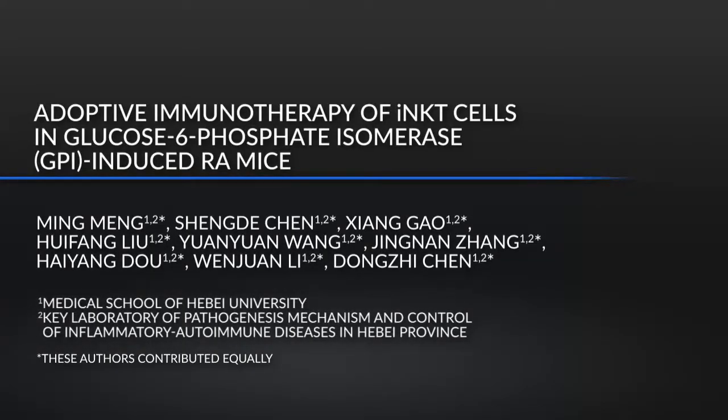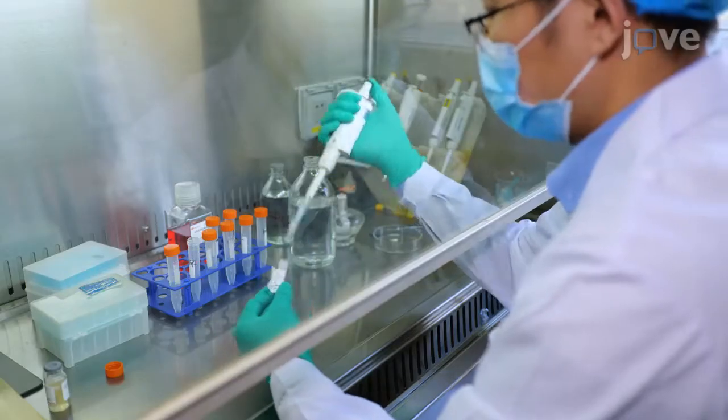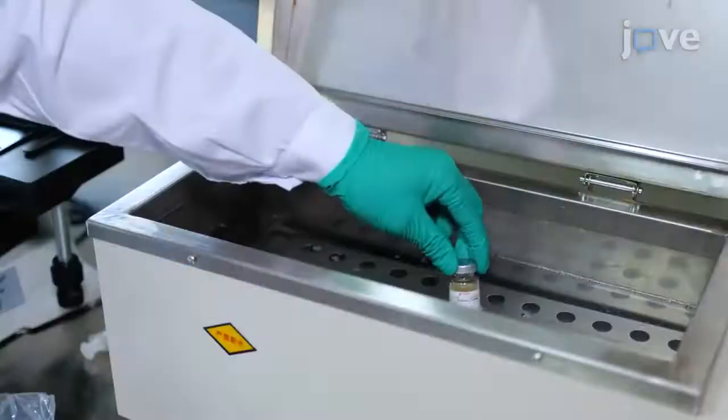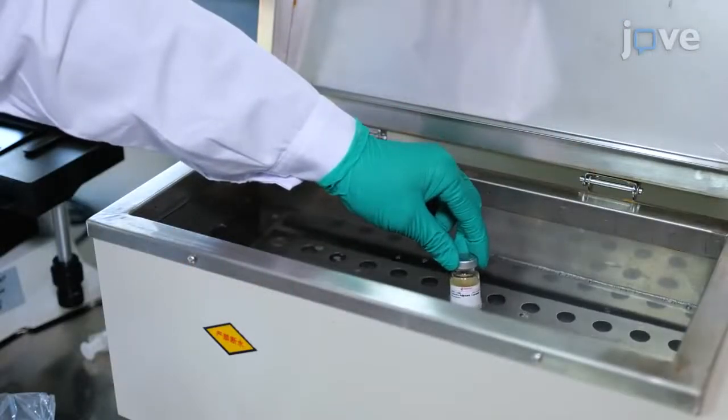Our protocol describes a method to build an RA model. Its success rate is over 93%, and its pathogenesis depends on T cells, B cells, and innate immunity, which allows researchers to better study the pathogenesis of RA from a global immune perspective.